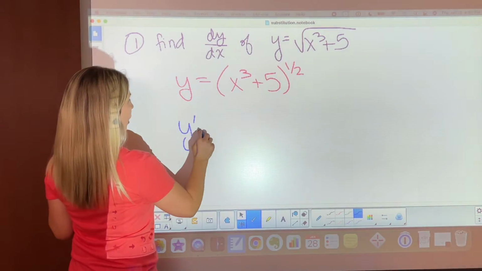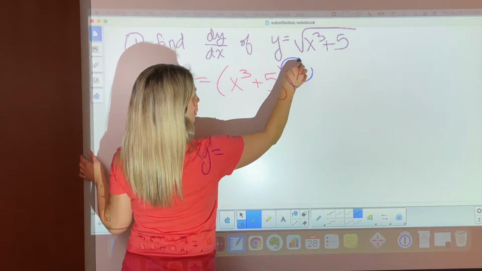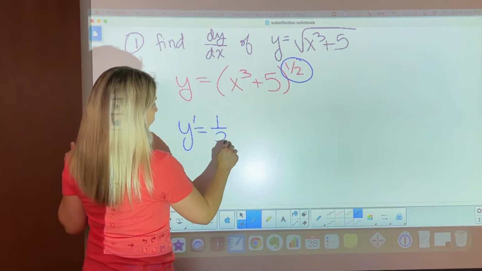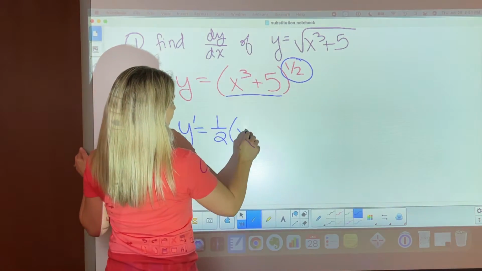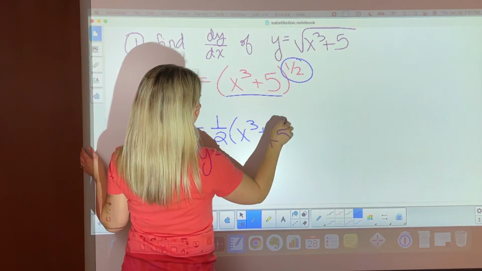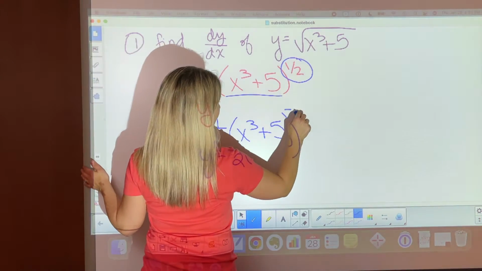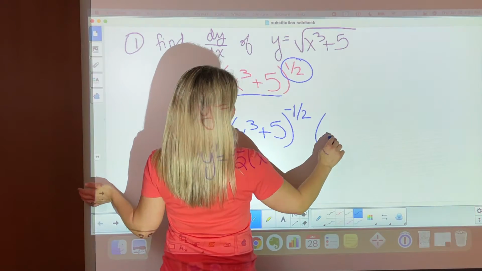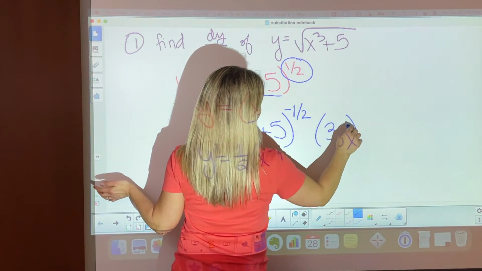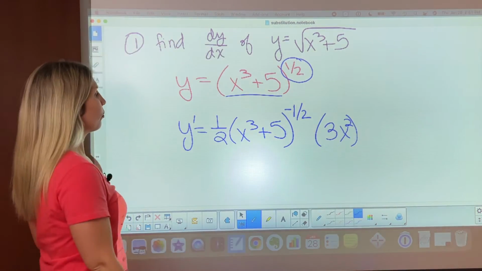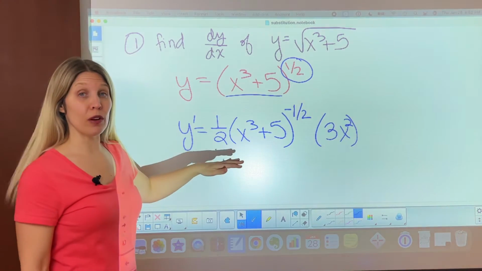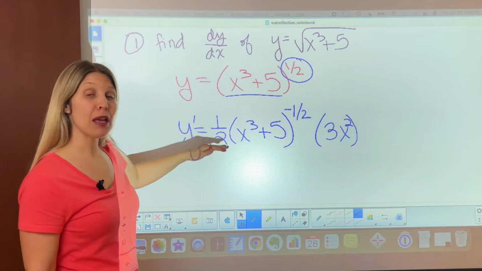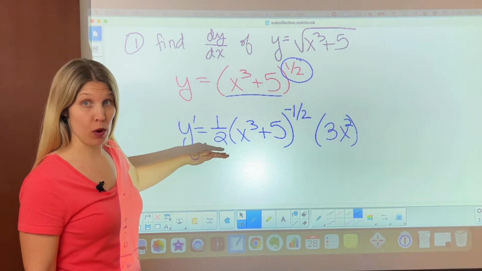So y prime would equal the derivative of your outside piece. Remember, the outside piece is going to be the exponent. So 1/2 comes out front. You leave your inside piece. Subtract a power, -1/2, times the derivative of your inside piece, which would be 3x squared. So this is the derivative, meaning if this was an integration problem, this is what you would be starting with.